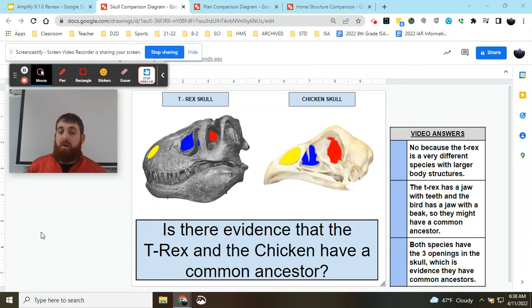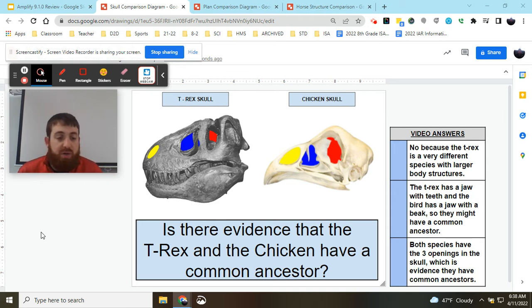Hey everybody, Mr. Regan here, and we're going to be looking at one of our first questions for our story problems that may or may not show up on our upcoming summative. The question has us analyzing two unique skulls, one of a T-Rex and one of a chicken. Each one has its unique structures, and the question we're looking to answer using these skulls is whether or not there is evidence that the T-Rex and the chicken have a common ancestor.